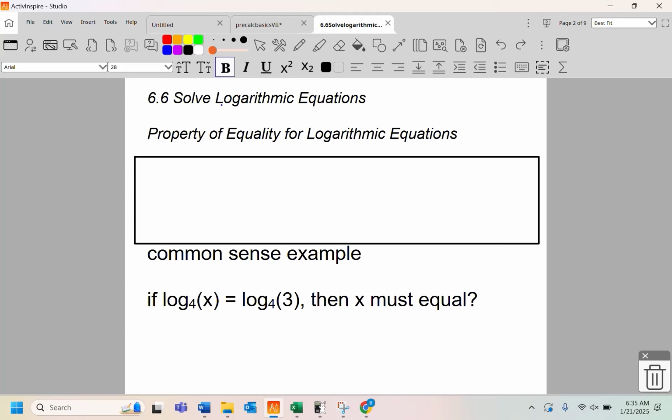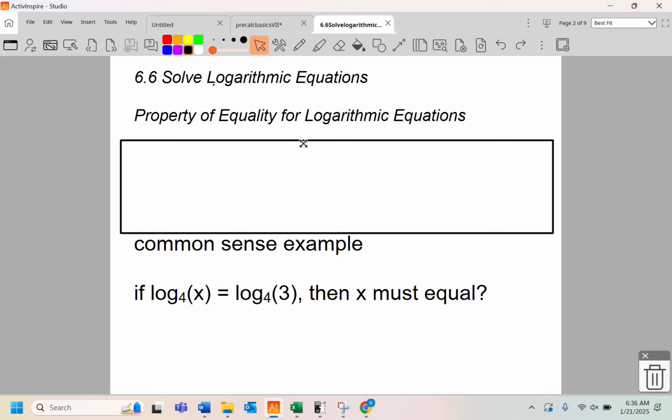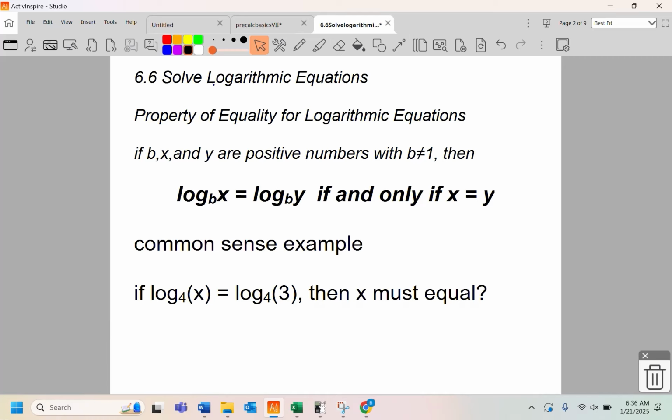All right, here we have 6, which is solving logarithmic equations. And the first property we do in here is really, really simple. It's a common sense property. Make sure you fill that in that box there. But it says if two logs are of the same base, then they have to equal each other.